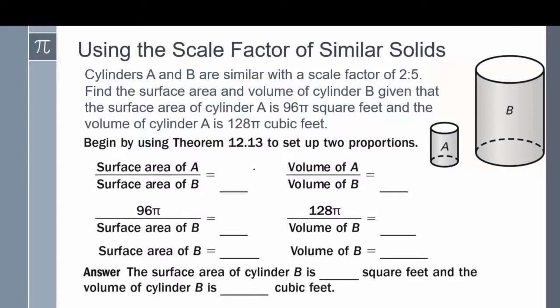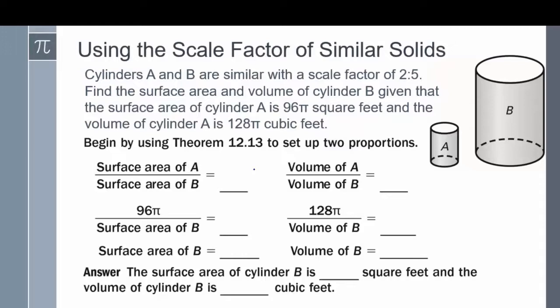Example number 2, using the scale factor of similar solids. Cylinders A and B are similar with a scale factor of 2 to 5. Find the surface area and volume of cylinder B given that the surface area of cylinder A is 96 pi square feet and the volume of cylinder A is 128 pi cubic feet. Begin by using theorem 12.13 to set up two proportions.